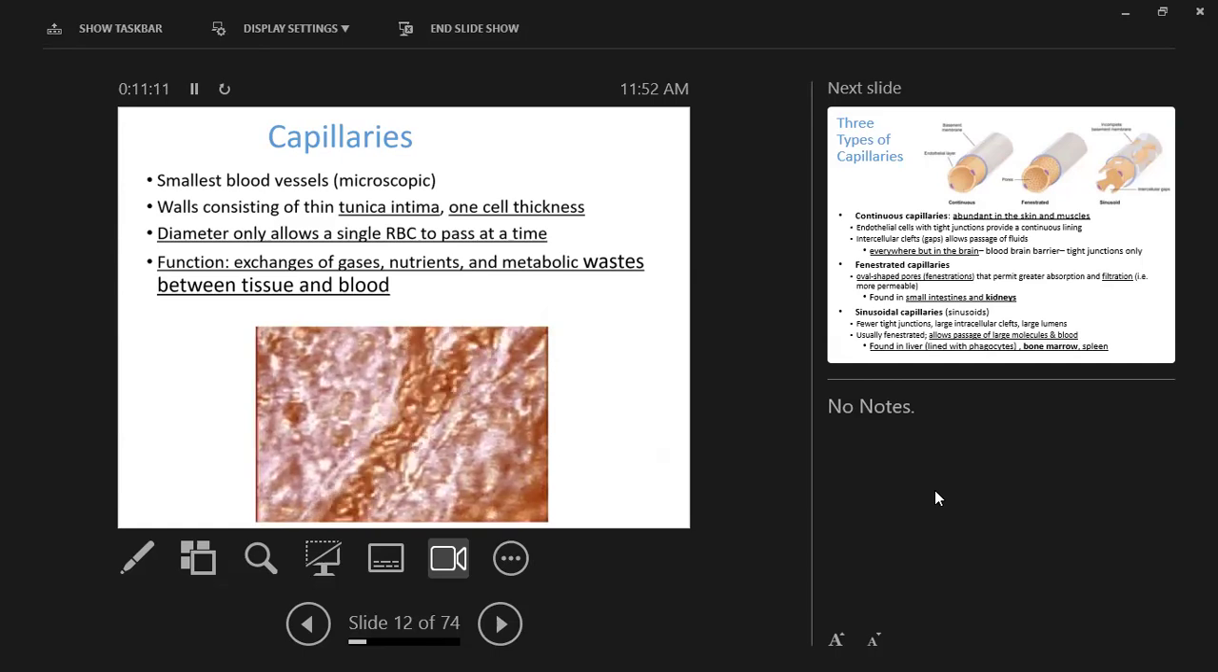And since they're only 1 cell layer thick, we can give up gases. We can retain gases. Waste products like CO2 is a waste. So we acquire CO2 in the capillary. We give off oxygen. We allow glucose to leave the plasma and go into the cells. We pick up metabolic waste because we're going through here. We're 1 cell layer thick up against the capillary. So we have this great exchange process going on here.